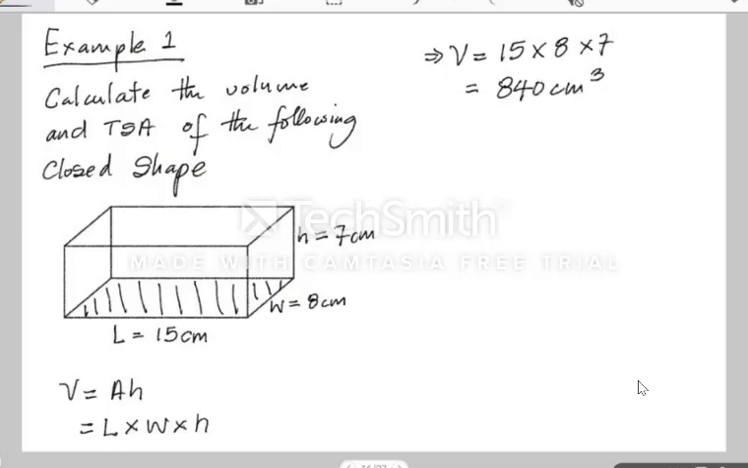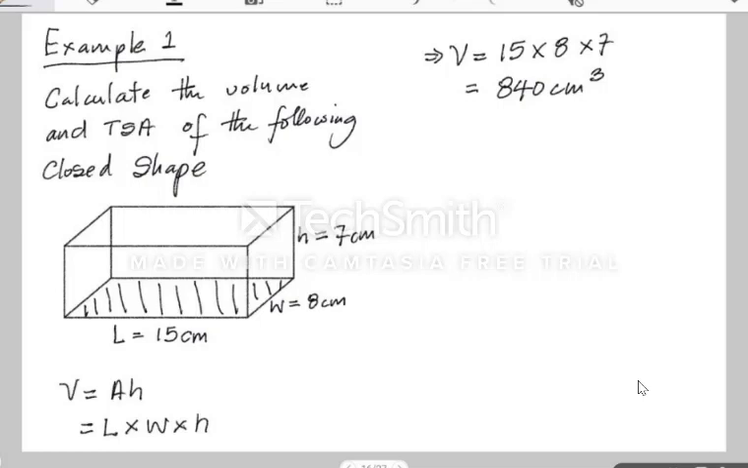centimeters cube. Why centimeter cube? Because centimeter times centimeter times centimeter gives you centimeter cube. The length is 15 centimeters, the width is 8 centimeters, and the height is 7 centimeters. Centimeter times centimeter times centimeter gives you centimeter cube.